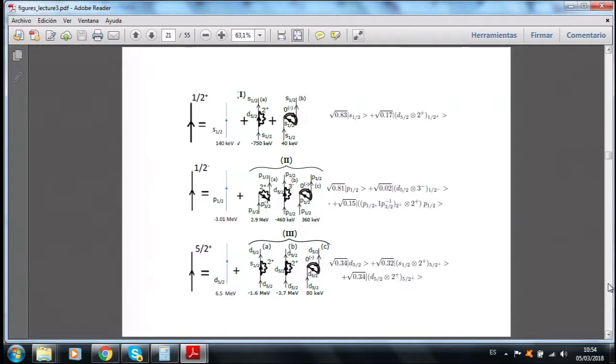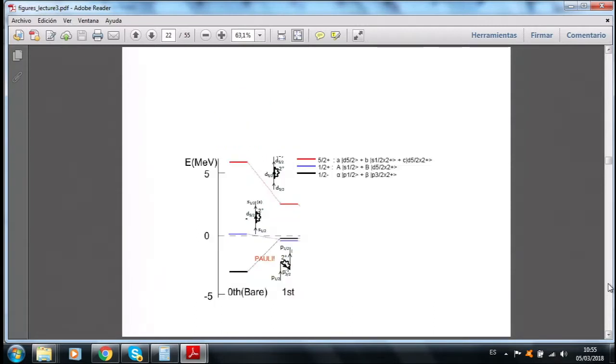The results I will show you contain only the 2+ coupling. The coupling to other modes, although not completely negligible, is very little meaningful for this case. So let's concentrate on this result, which shows the effect of the coupling to the quadrupole state. When one does this, one obtains a correction to the levels like the one you see here.